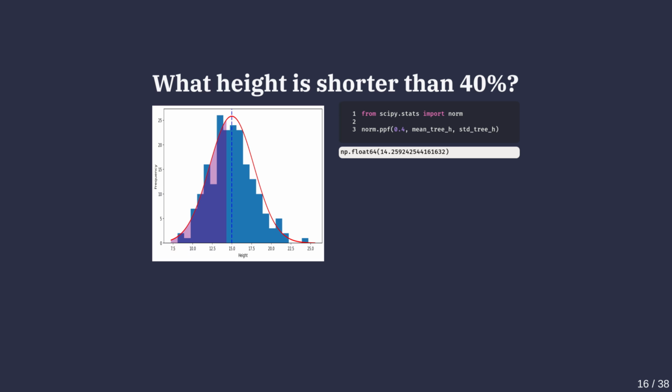We can also calculate percentages of tree heights using norm.ppf function. To determine the height below which 40% of the trees fall, we pass in 0.4 into the norm.ppf function along with mean and standard deviation of the tree height distribution. This tells us that 40% of the trees are shorter than 14 meters. We can figure out the height that 40% of the trees are taller than, since this is also the height that 60% of the trees are shorter than. We take 1 minus 0.4 to get to 0.6, which we then use as the first argument of norm.ppf.